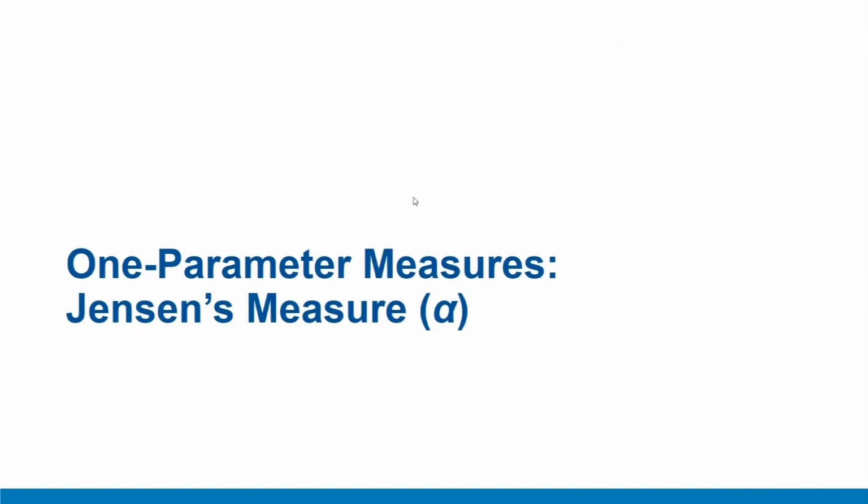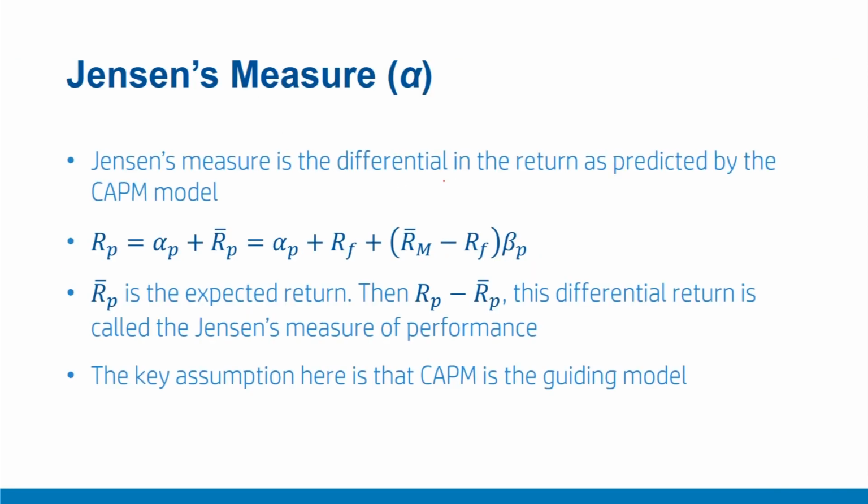In this video, we'll discuss a very important one parameter measure of portfolio performance, which is Jensen's alpha. Jensen's alpha essentially is the differential in the return as predicted by CAPM or the security market line. If you remember, our security market line is represented as RP bar, expected return, minus RF, equal to beta times RM minus RF.